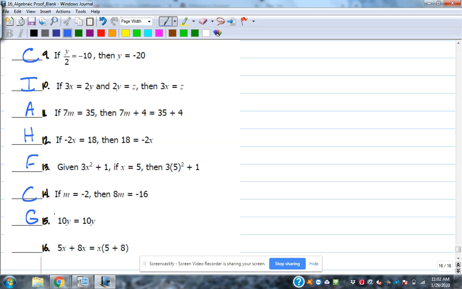G. 16. Yeah, that would be distributive. It's just backwards from what it's written, backwards out of that. So since factoring is not an option there, distributive property, which is E.